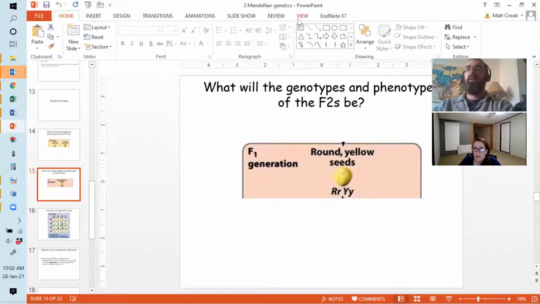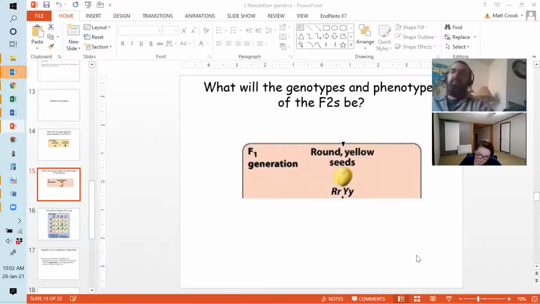How many do you think we're going to get? 16. These are the haploid gametes. Good guess too, Kim, but not right either, which is fine. You're going to have 4, and the reason being is, let's drag out my micro whiteboard.